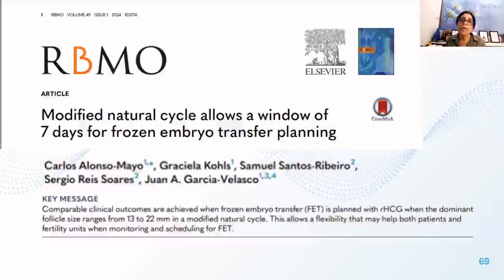So up till now, in a modified artificial cycle, we were using an HCG trigger when the follicle is dominant. That is, something around 17, 18, 19 mm. But in this study, what did they find? That even if they trigger at the size of 13 to 22 mm, the pregnancy rates were good. They were similar. So you get another flexibility of 2 to 3 days. That is, you don't have to wait. If you want to transfer early, you can trigger even at smaller diameters of the follicle.